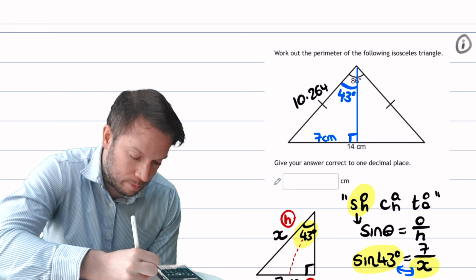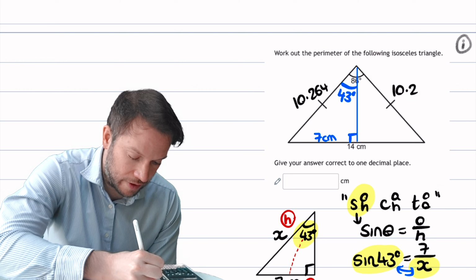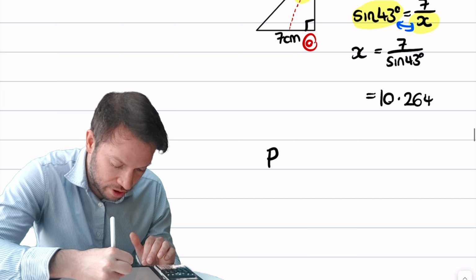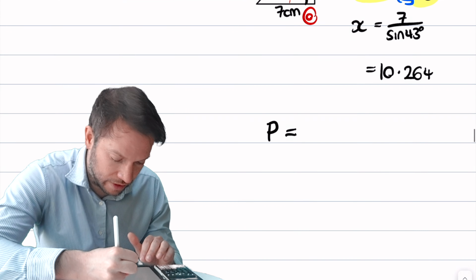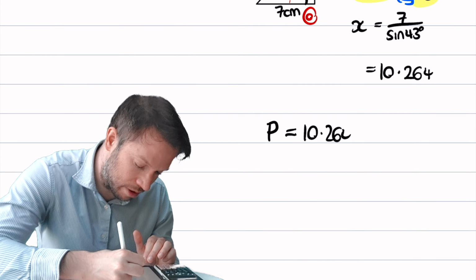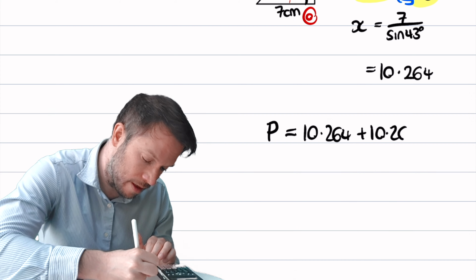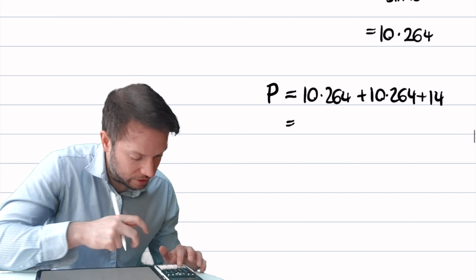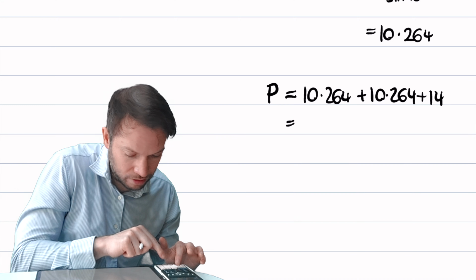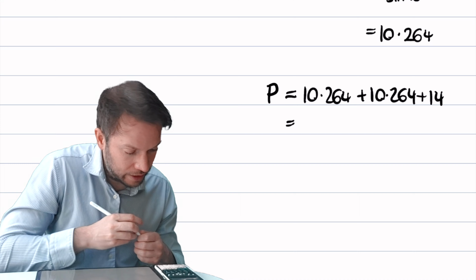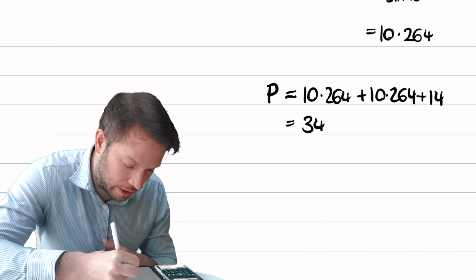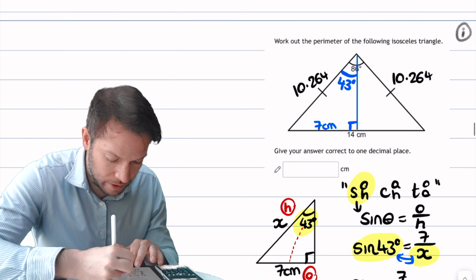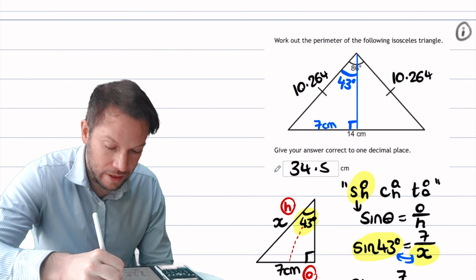And then, because it's an isosceles triangle, that's going to be the same length here. And now we can just add those side lengths together to give the perimeter. So the perimeter will just be the three side lengths added. So the 10.264 plus 10.264 plus the bottom length, which was 14 in total. I can just times my answer by 2 plus 14. And that gives me 34.5 to one decimal place. And that is the final answer. It's 34.5 centimeters.